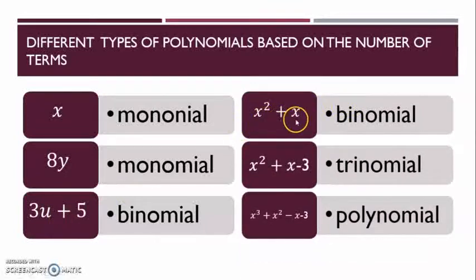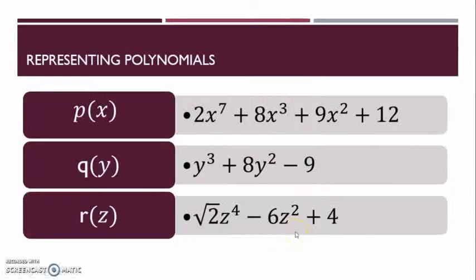x square plus x, we have two terms. And if a polynomial has three terms, x square, x and 3, we call it a trinomial. And if there are 4, 5, from 4 and above, we call them polynomials. So monomial, binomial, trinomial, and any polynomial that has more than 3 terms is called a polynomial.